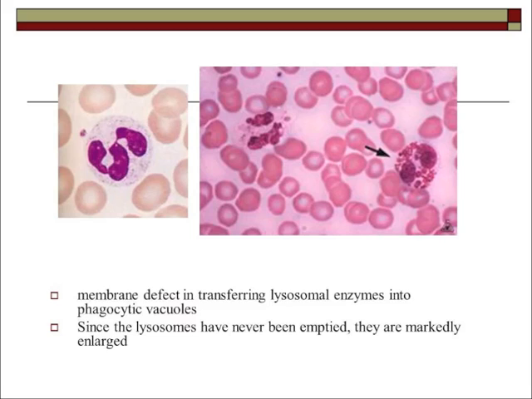So it's a defect in a transferring enzyme. Basically the lysosomes can't get rid of these things, so they just blow up. So that's why they look like that.